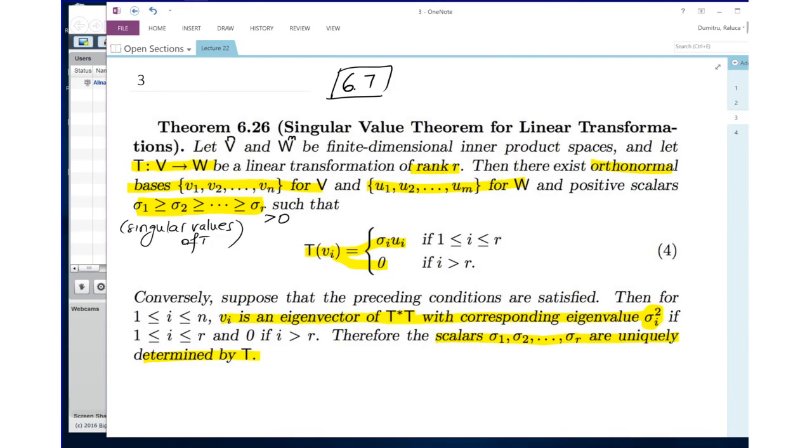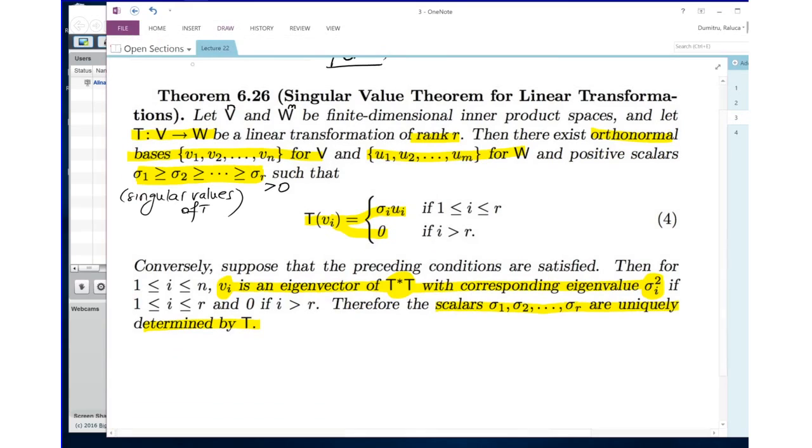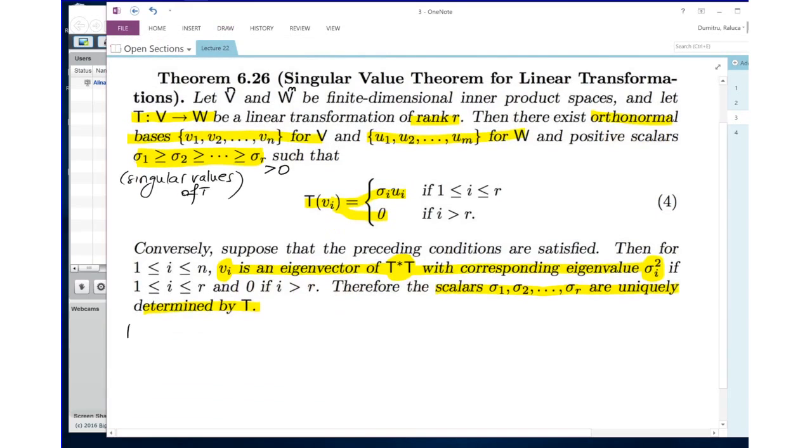So basically the idea is the following. You're given an operator, you compute this operator T star T, you find its eigenvalues, take the square roots, and those will be your singular values for T, and the eigenvectors will be the basis for the first space. But that's the shortcut, let's say. Let's go into the proof, and then we'll try to apply it. Okay.